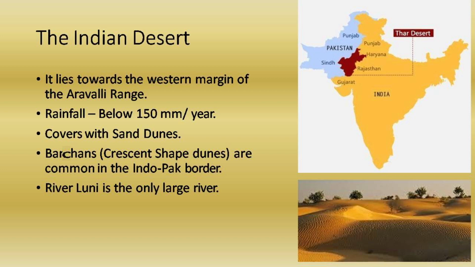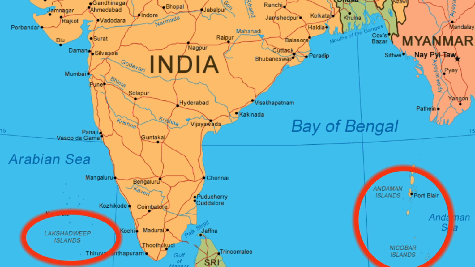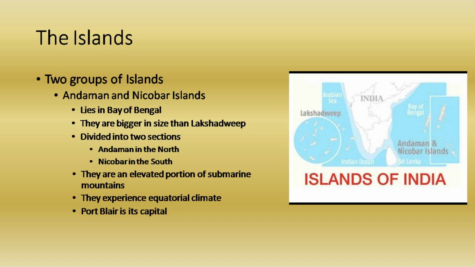Last but not the least, it's all about our islands. You know children, there are two island groups found in our country. One is the Andaman and Nicobar, found in the Bay of Bengal, whereas the Lakshadweep Islands are found in the Arabian Sea. Let's discuss the Andaman and Nicobar Islands. They are located in the Bay of Bengal. They run from north to south. And these islands are bigger in size than the Lakshadweep Islands.